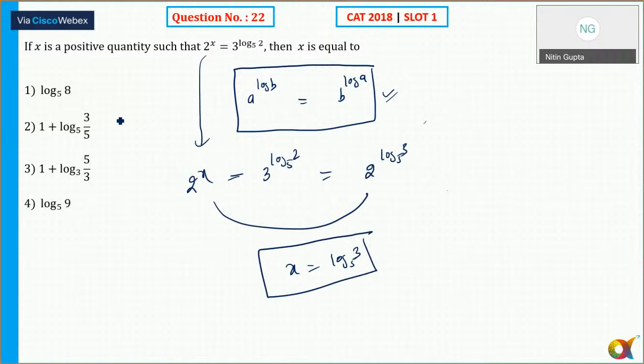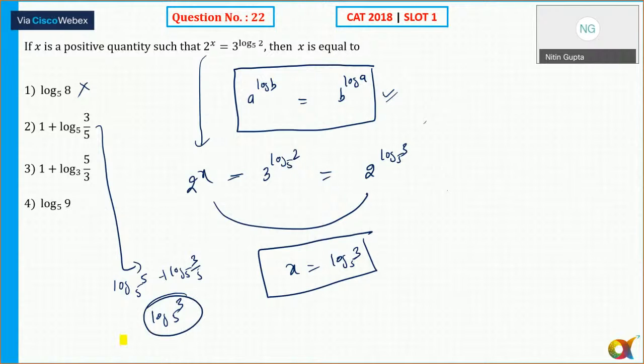Of the options, definitely the first option is not possible. The second option is satisfied. In the second option, I can write log of 5 to the base 5 plus log of 3 by 5 to the base 5. So that is equal to log of 5 into 3 by 5, so log 3 will come. That is option number 2. So the correct answer is option number 2.